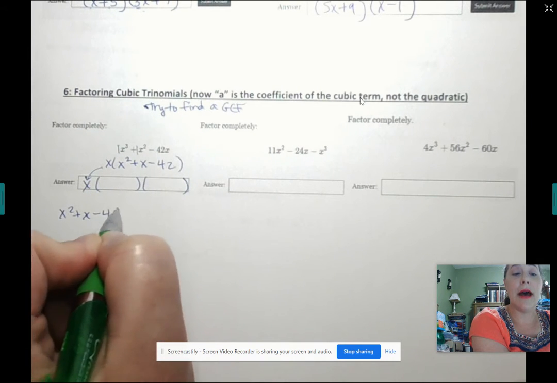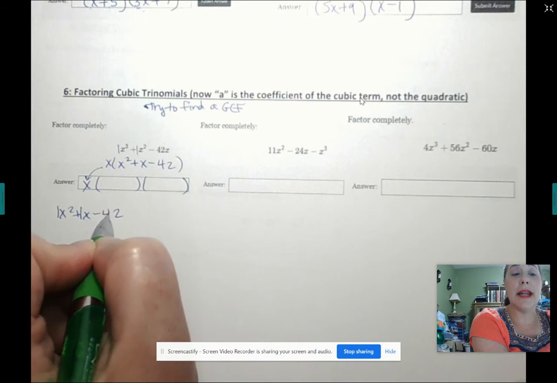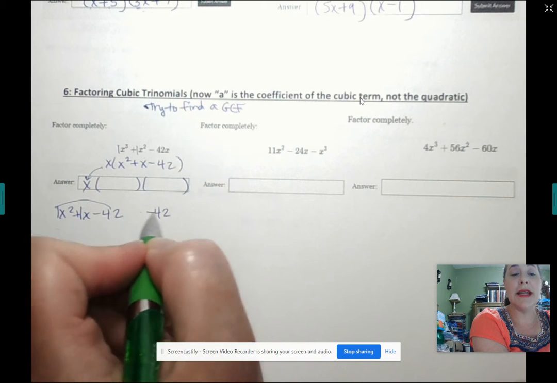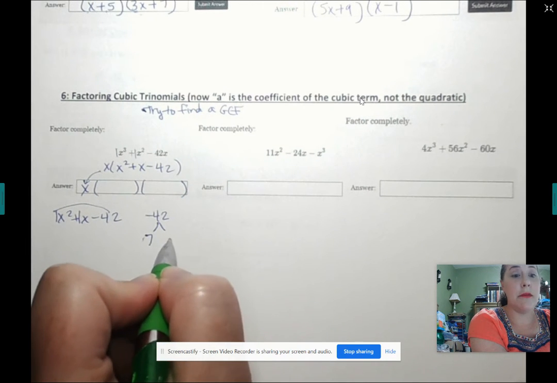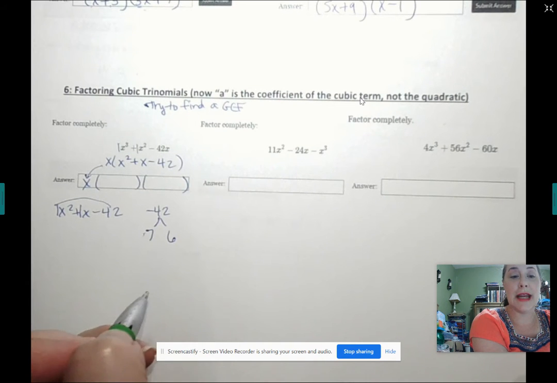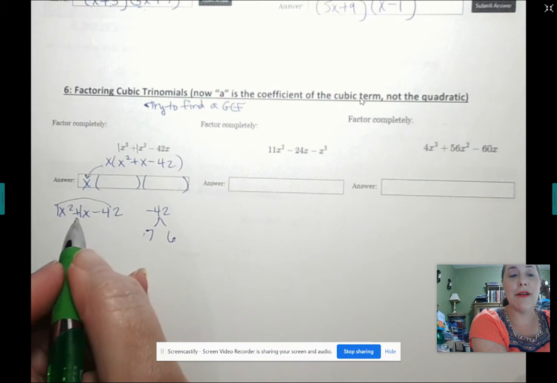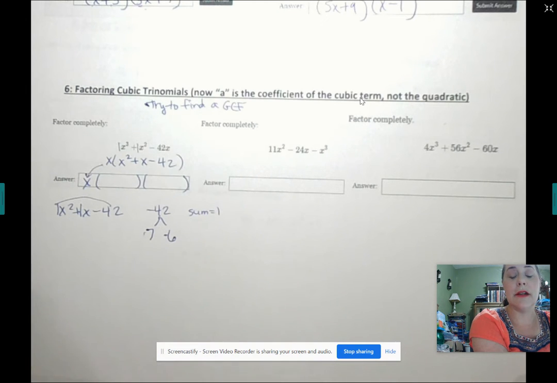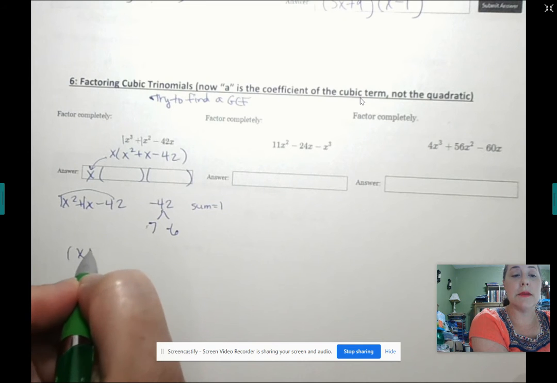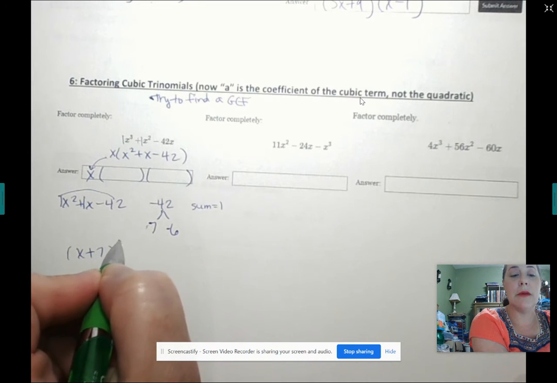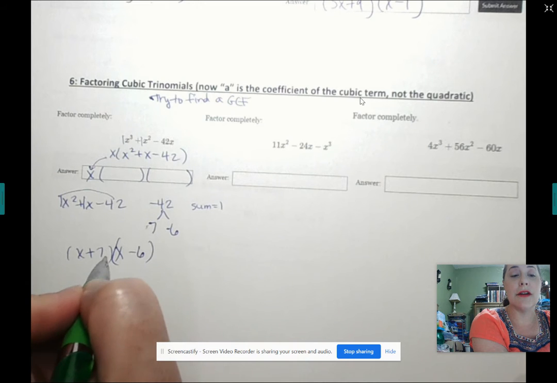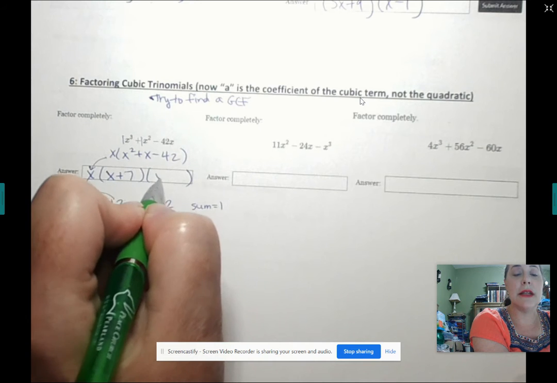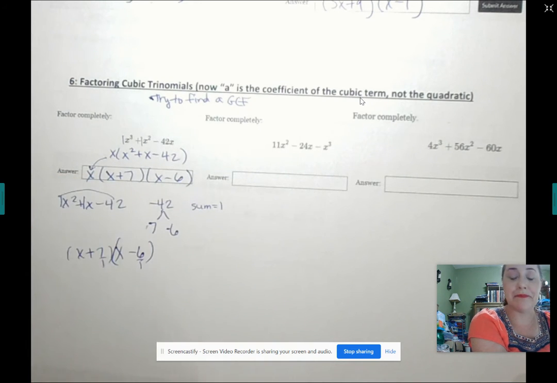So I have an a value of 1, a b value of 1, and a c value of negative 42. And we're going to go ahead and do our product. 1 times negative 42. The most popular factors I think of are 7 and 6. One of them needs to be negative. Since my sum is a positive, I need it to go with the larger factor. So I'm going to have x plus 7 in one factor, and x minus 6 in another factor. Divide by the a value of 1, and nothing's going to change. So this will be x plus 7, and this will be x minus 6, and I have my answer.